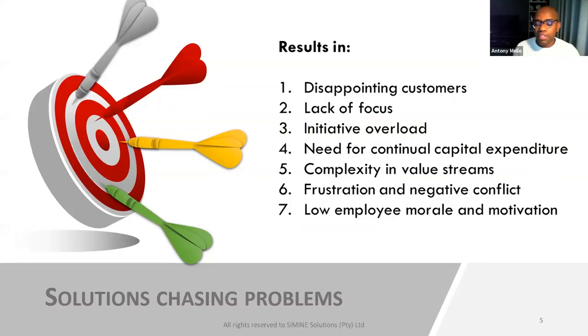Then there's a lack of focus. By that we mean actually a lack of prioritization. So there's a lot of solutions chasing problems rather than the actual problems driving which solutions should be implemented. So because the technology is out there, we believe that if we just take it in, put it in, it'll solve all our problems. And that has driven this initiative overload, which is item number 3.